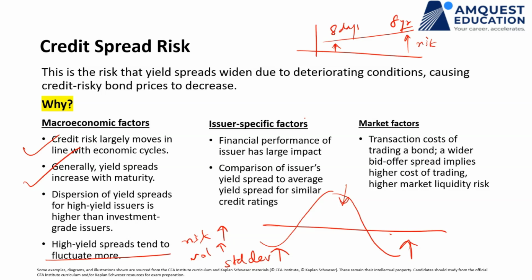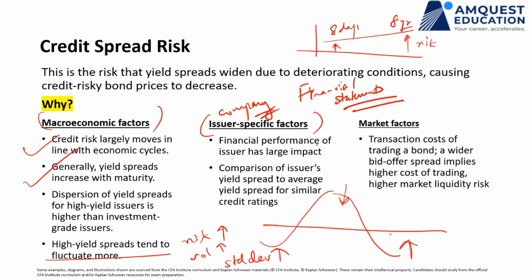Vis-a-vis issuer specific factors. Now, macroeconomic factors obviously is one driver of risk. But then there are issuer specific factors, which means company specific factors. Financial performance of issuer has large impact on the credit rating. Most of the credit rating agencies look at financial statements, and financial statements are thoroughly analyzed to provide a credit rating. So the performance of issuer has a very large impact, and the financial performance on the credit rating.